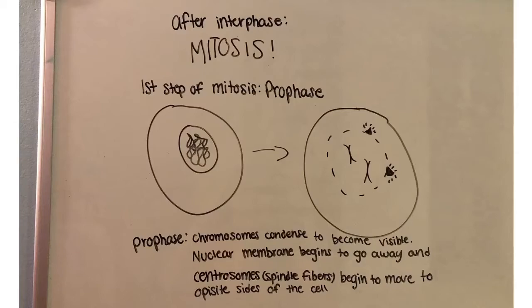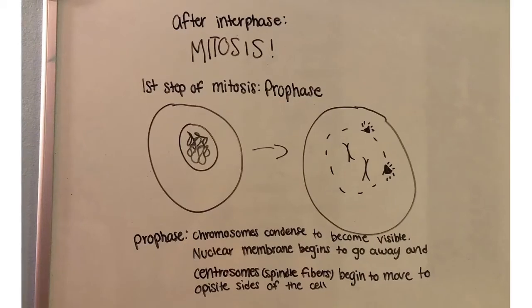The first step in mitosis is prophase. During prophase, the cell's chromosomes go from looking like yarn to becoming condensed into almost an X shape. Also, the nuclear membrane begins to go away, and the spindle fibers, also known as centrosomes, begin to go on opposite sides of the cell.